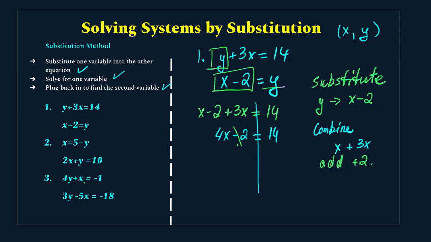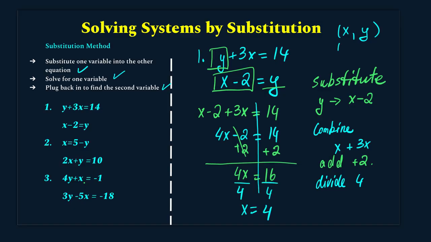Then we're going to end up dividing by 4 both sides. X equals 4. So do we stop here? No, because we still have to do our third step, which will be plugging the variable that we found and then find the next variable. So in here, I'm going to rewrite x equals 4, and we still don't know what y is. I'm going to put a question mark here, and that's what we're going to find.